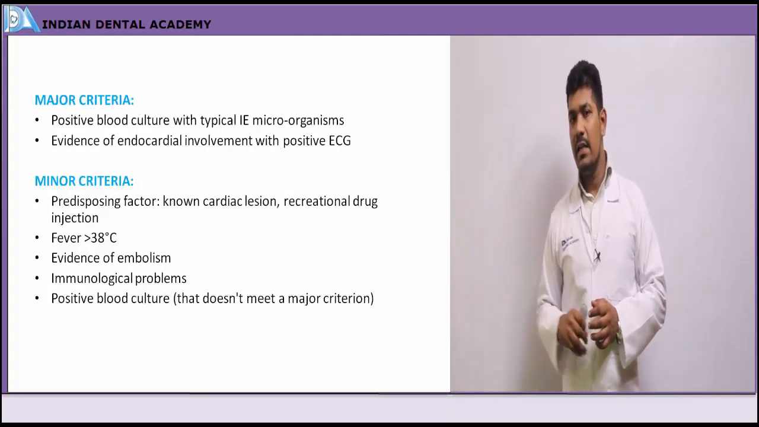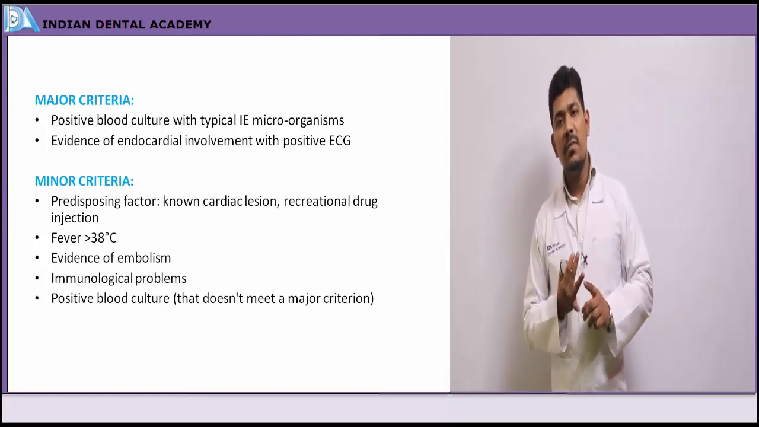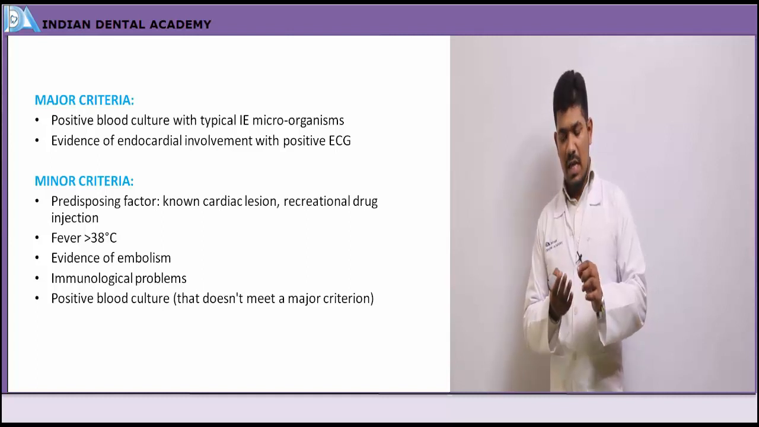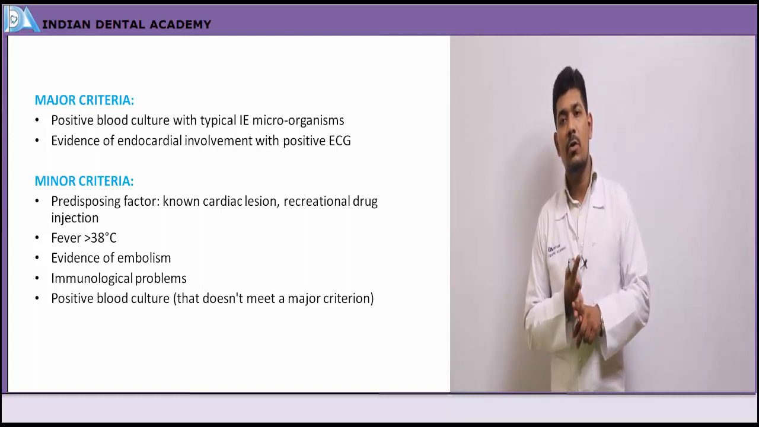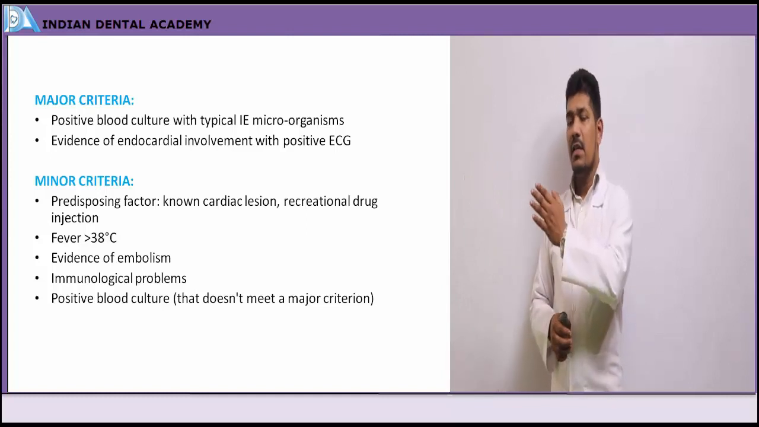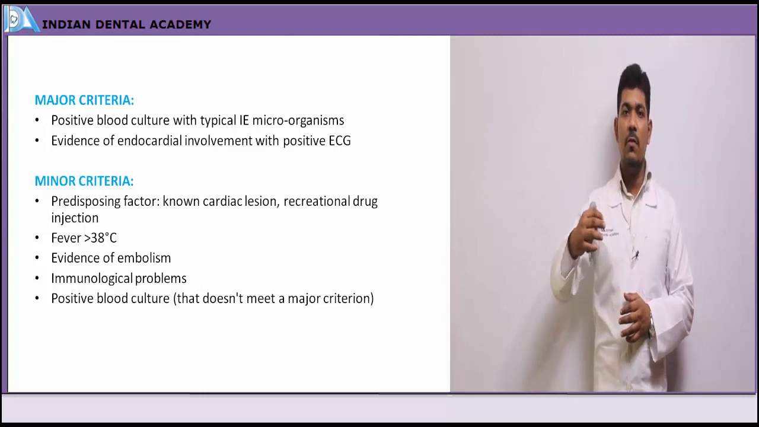Now what are these criteria? The major criteria are just 2. One, a positive blood culture with typical microorganisms, that is your streptococcus or your staphylococcus only. The other major criteria is your positive ECG, which shows the endocardial involvement, especially of the walls.